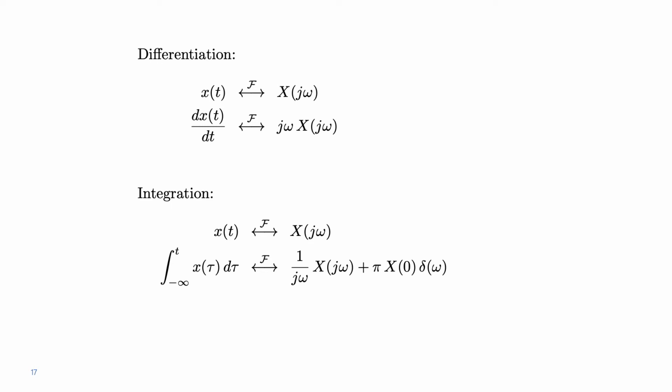signal, the integral between minus infinity and t of x(τ) dτ, has as Fourier transform X(jω) divided by jω, as we expected, plus an additional term, which is π X(0) δ(ω). X(0) is the value of X(jω) for ω equals 0, and δ(ω) is a Dirac impulse centered at ω equals 0. And this impulse term reflects the average value that can result from integration. That's why we have it.